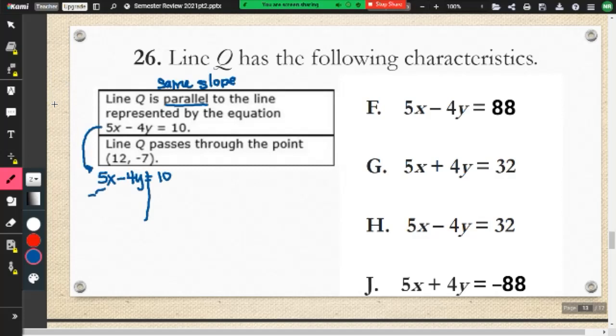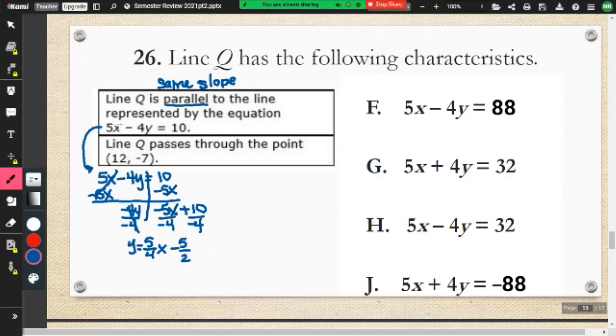So let's solve it. Minus 5x. Negative 4y equals negative 5x plus 10. Last step, divide by negative 4. Don't forget you're dividing two negatives there on the slope. So negative 5 divided by negative 4 gives you a positive 5 over 4x. 10 divided by negative 4 will simplify to negative 5 over 2.